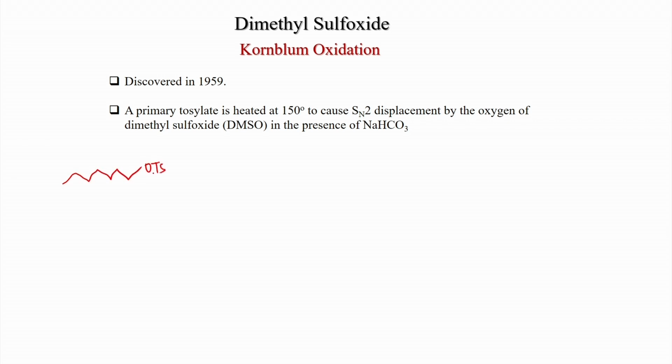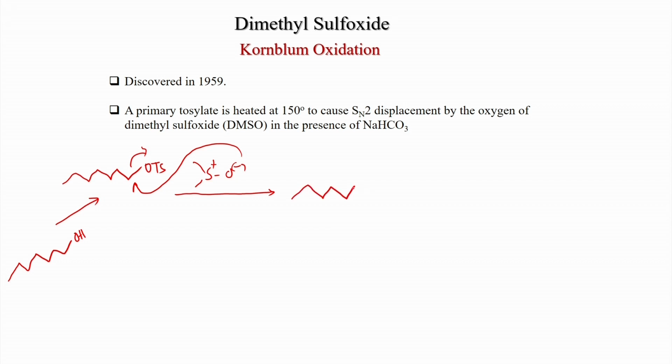like this tosylate, and here this tosylate you can easily obtain from the alcohol, 1, 2, 3, 4, 5, 6, 7, like heptanol, and then you get the tosylate. Now, if you heat with DMSO, then you get the displacement and you get this sulfinate salt.